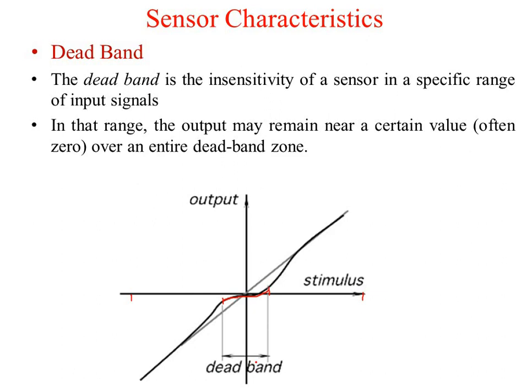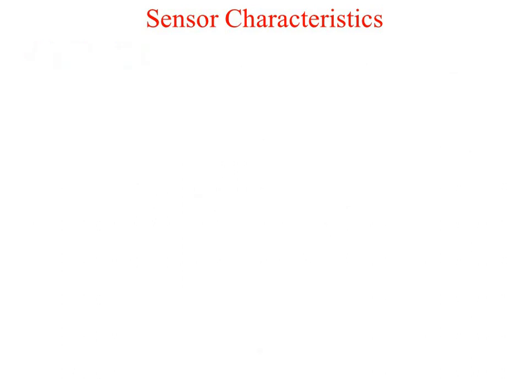So that should also be defined by various sensor manufacturers. So we should consider what the deadband is. Otherwise, if you want to measure your parameters in a specific range and that sensor has a deadband in that range, you will never get the output. So you need to consider such kinds of parameters also.